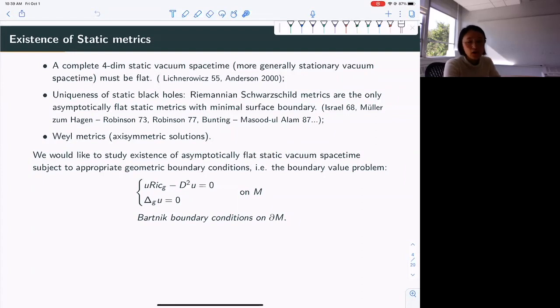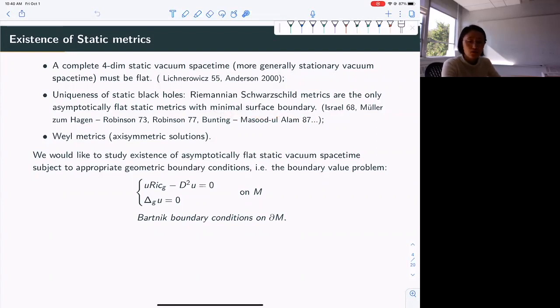In this talk, we are interested in finding asymptotically flat static vacuum pairs. If the manifold is complete, then the asymptotically flat pair will just be the flat pair, the Euclidean metric with the potential function constant 1. And if the manifold is non-complete with non-empty boundary, then we need to impose boundary conditions. But if the boundary condition is too strong, such as if the boundary is a minimal surface, then we will only have Schwarzschild solutions.